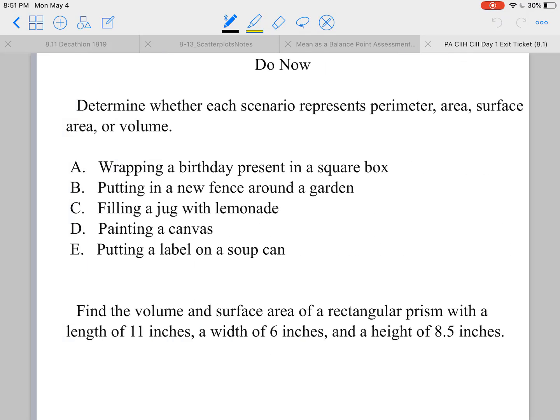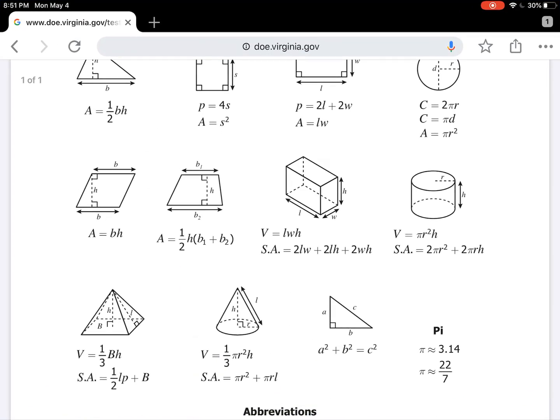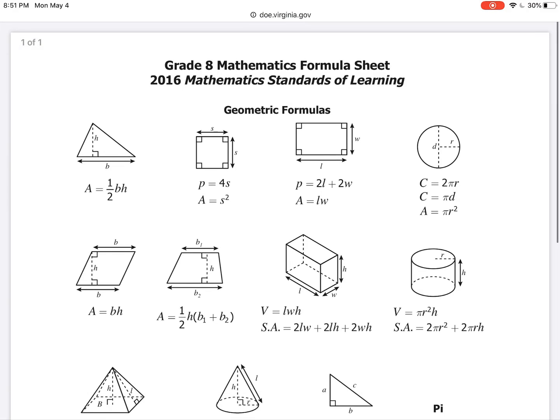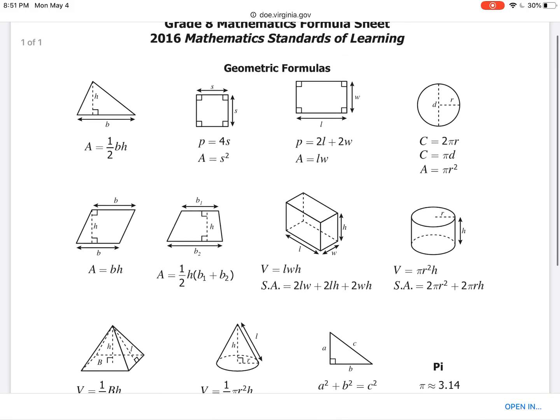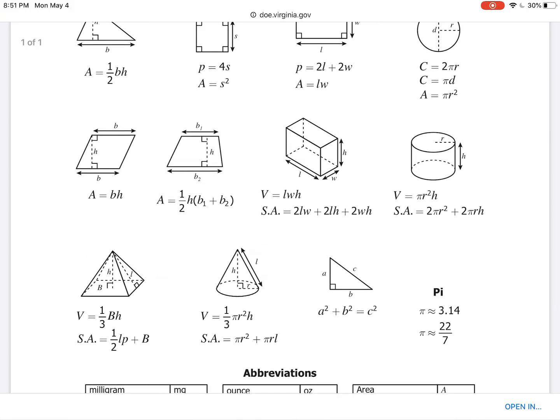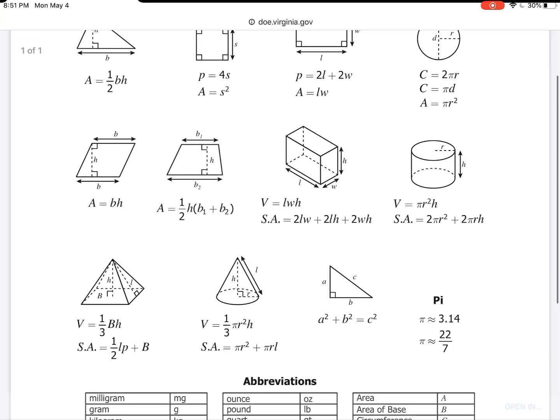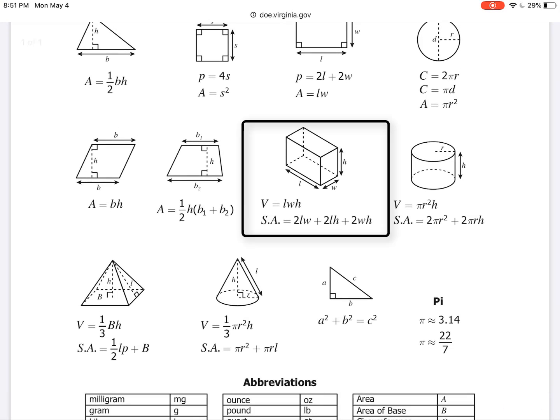Before we move forward with this portion, I want to give a small mini lesson on surface area and volume of three-dimensional shapes. This is the Virginia Department of Education's Grade 8 Mathematics formula sheet. Starting in the middle of the second row, we start with our three-dimensional figures. Here, we have a rectangular prism. It has a length, a width, and a height. All of its faces are made up of rectangles. And it has two formulas.